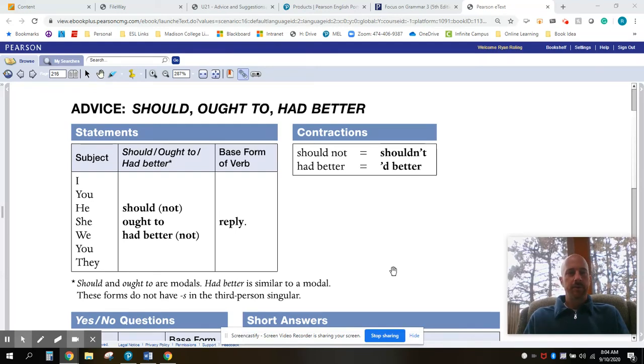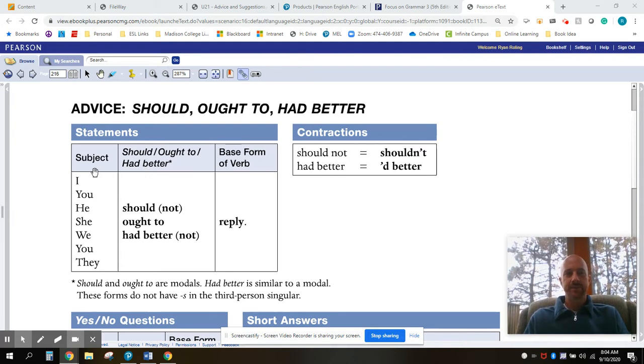In this grammar video, we're going to talk about modals that are used to give advice. First, let's look at the form, how to form statements and questions with the modals should, ought to, and a similar one called had better. This is not specifically covered in our textbook, but it's included on this presentation.